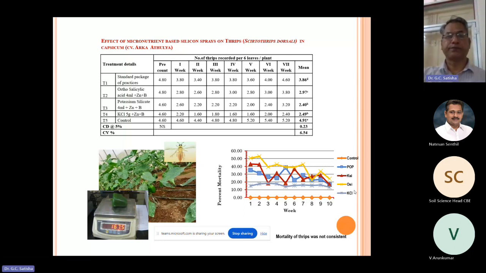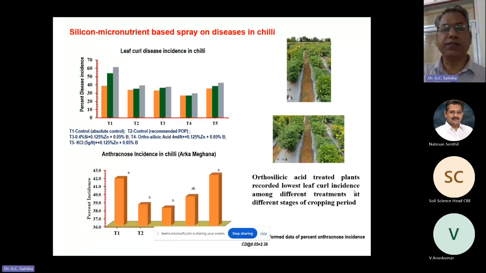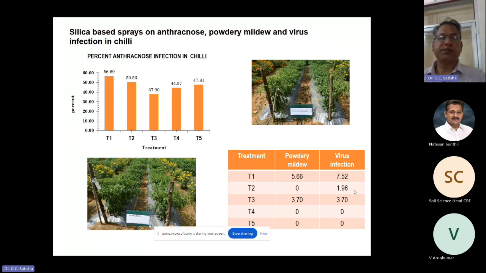This is in capsicum. Coming to leaf curl disease, treatment with orthosilicic acid drastically reduced it. Probably this is the control of the leaf curl vector, so this is one area where we can concentrate. Anthracnose disease was also drastically reduced. Where we sprayed potassium chloride as control, the incidence was relatively higher, whereas with orthosilicic acid and potassium silicate it was drastically reduced. This is the percent anthracnose.